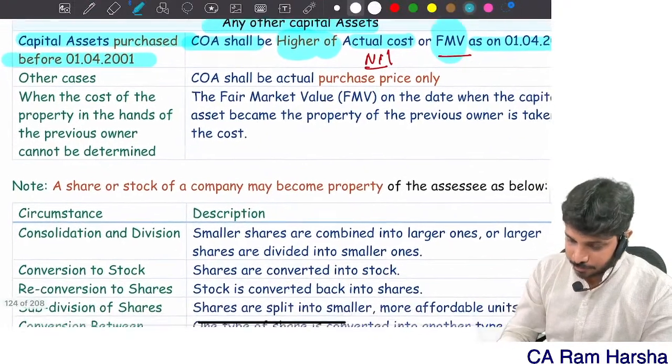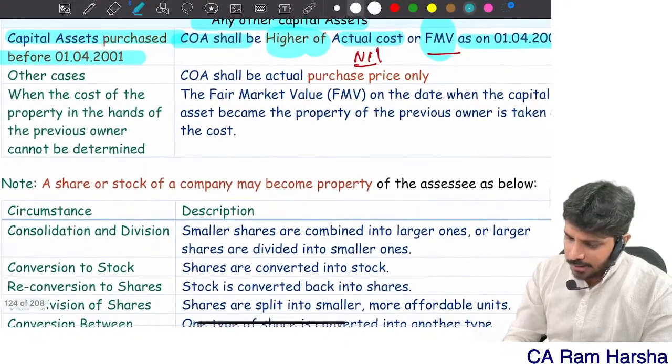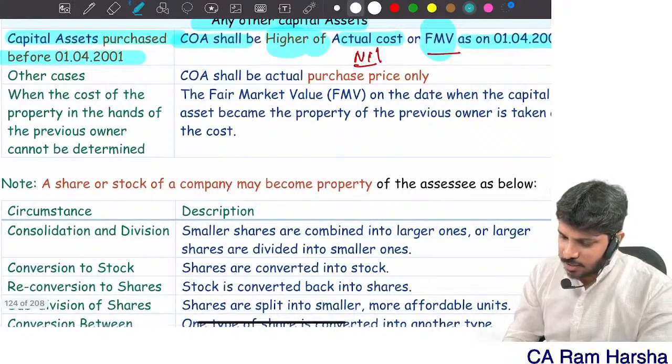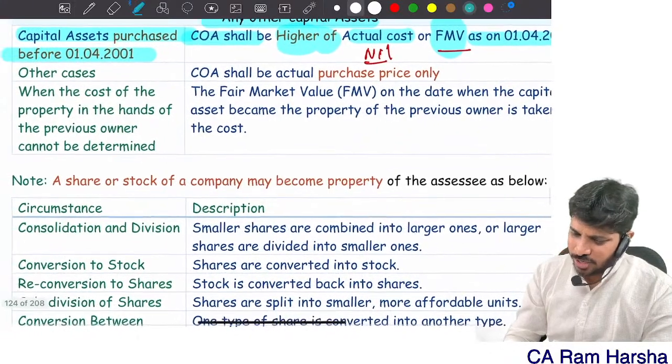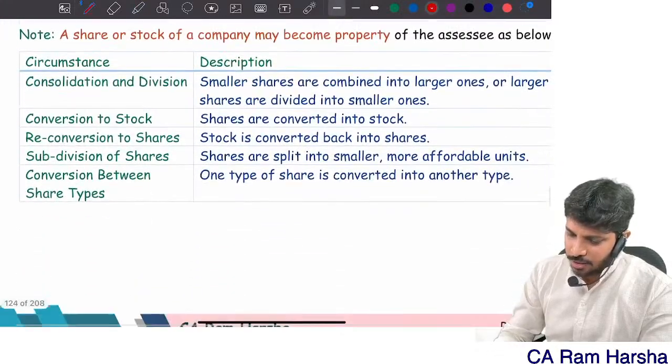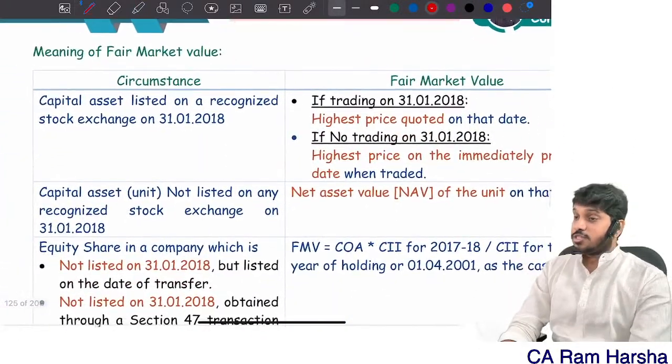Then, cost of the property in the hands of the previous owner cannot be determined. That's okay, not required; already we covered this. Okay, not required. That's it. The cost of acquisition provision is over.